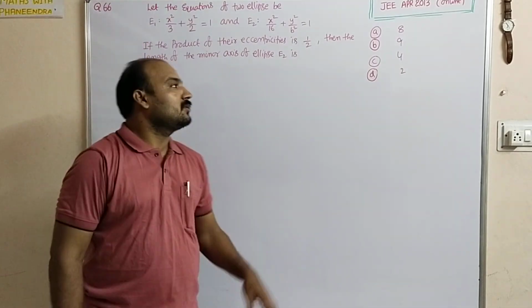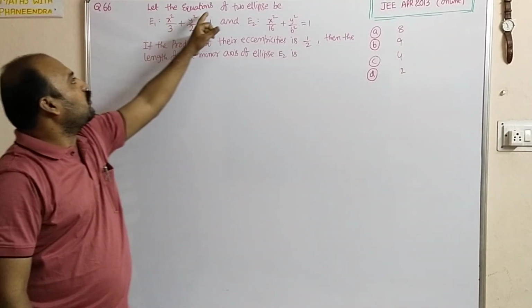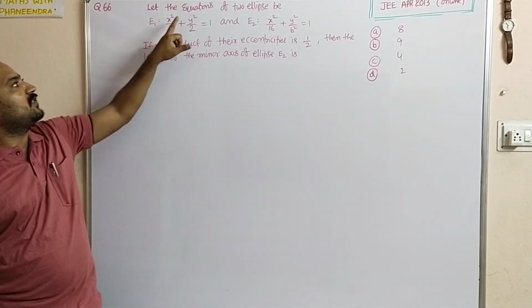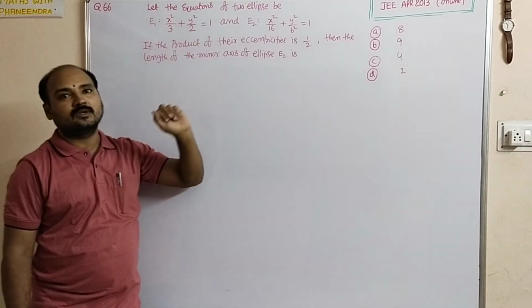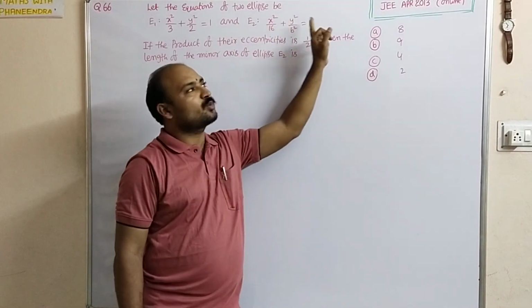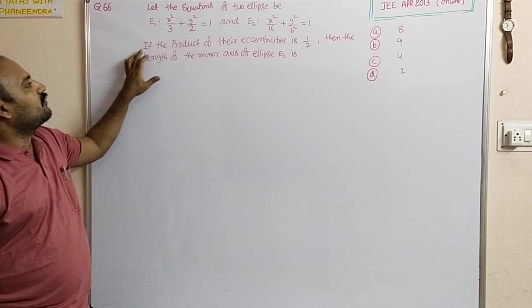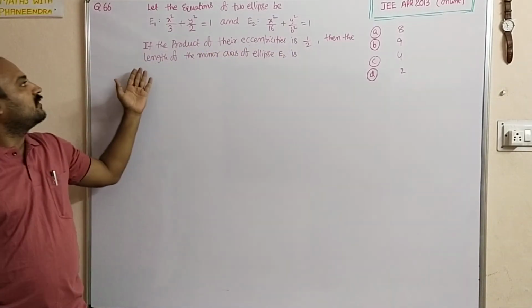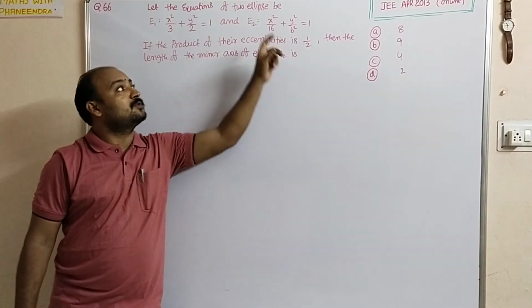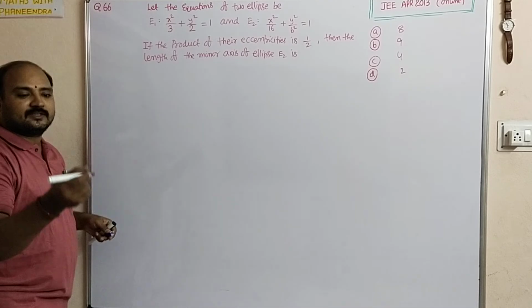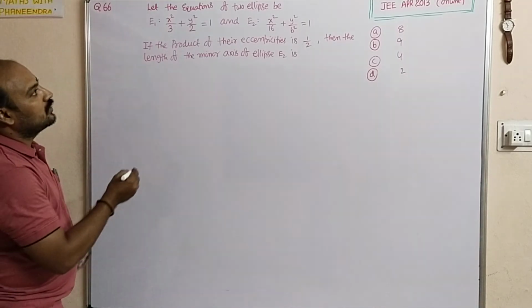The next question. Let the equations of the two ellipses be E1 equal to x square by 3 plus y square by 2 equal to 1 and E2 equal to x square by 16 plus y square by b square equal to 1. If the product of their eccentricities is 1 by 2, then the length of minor axis of ellipse E2 is. So first calculate the eccentricities of the respective ellipses.